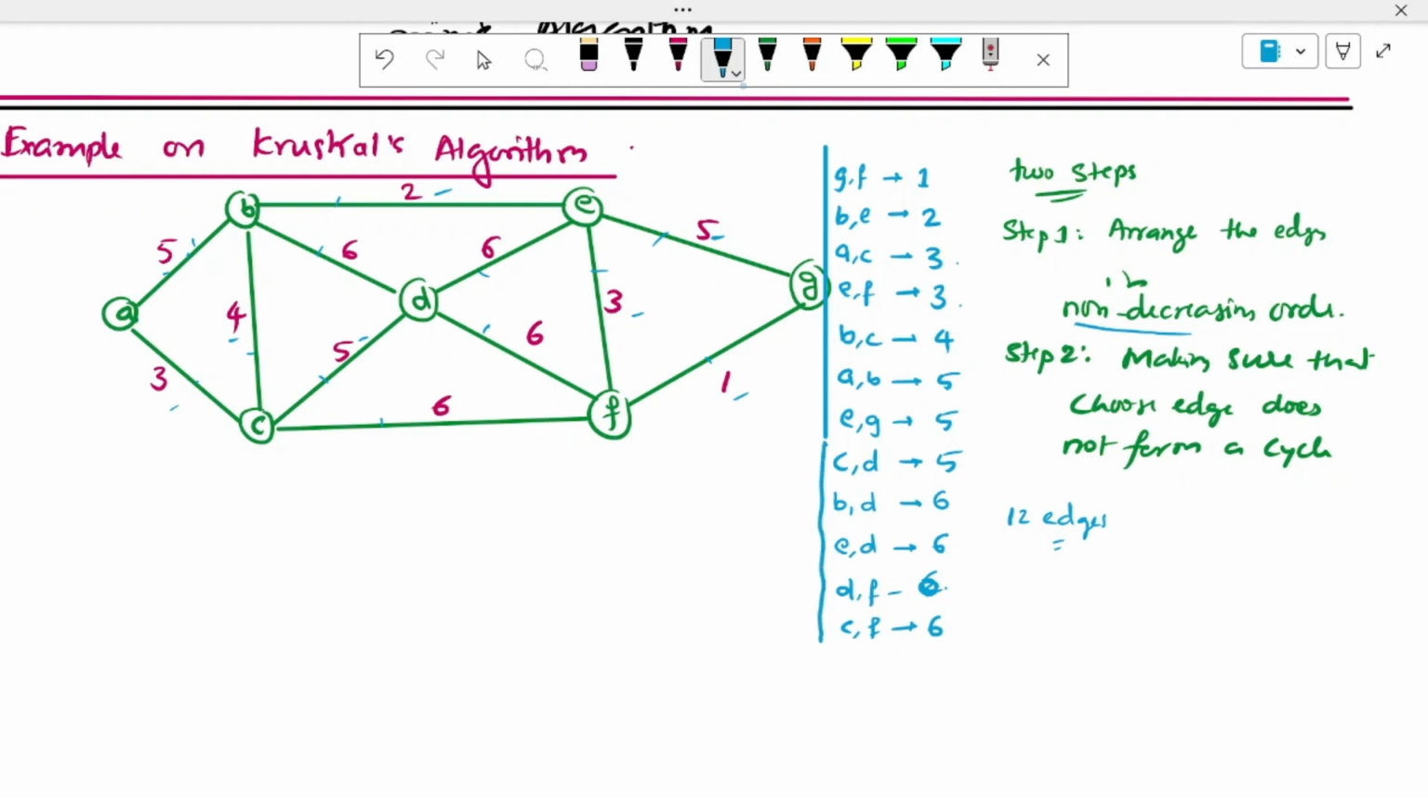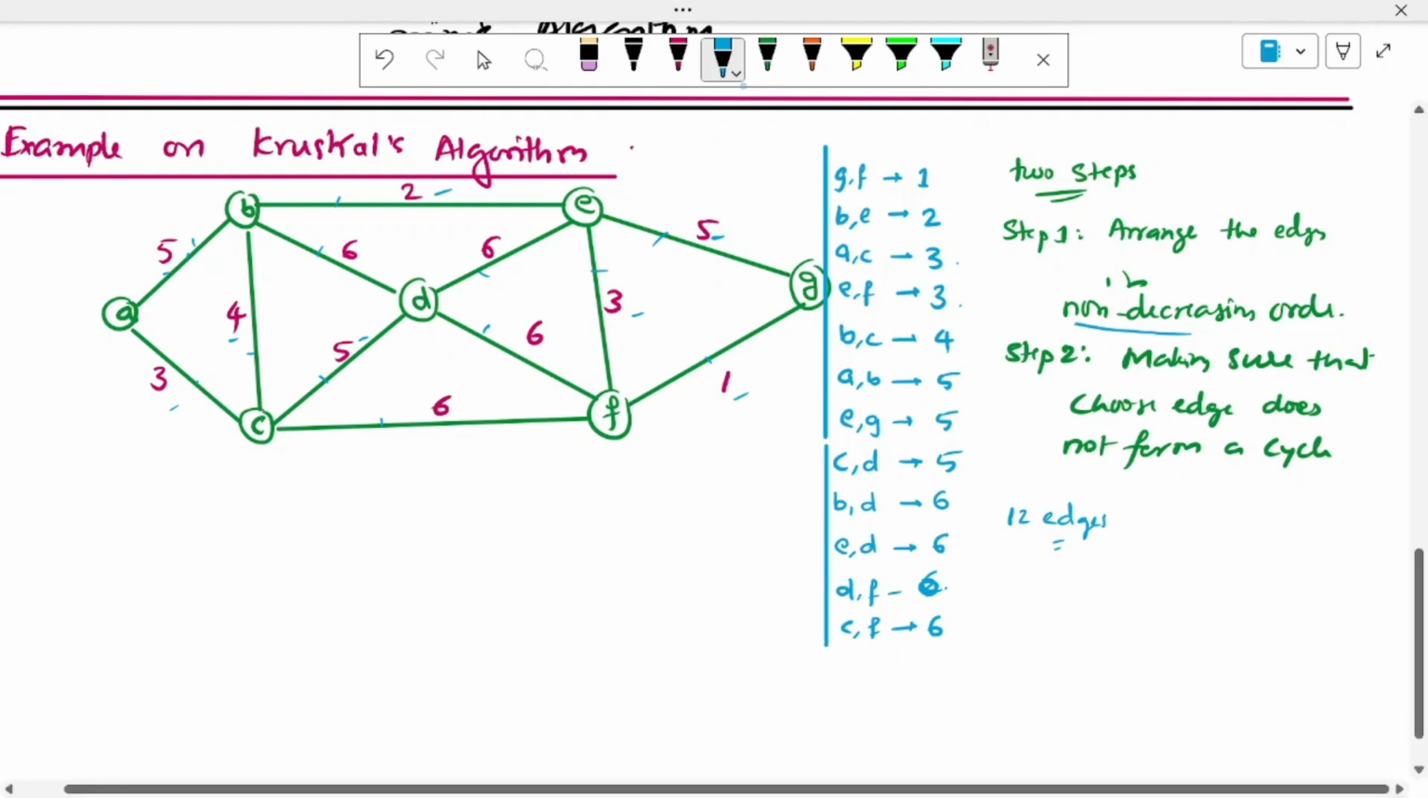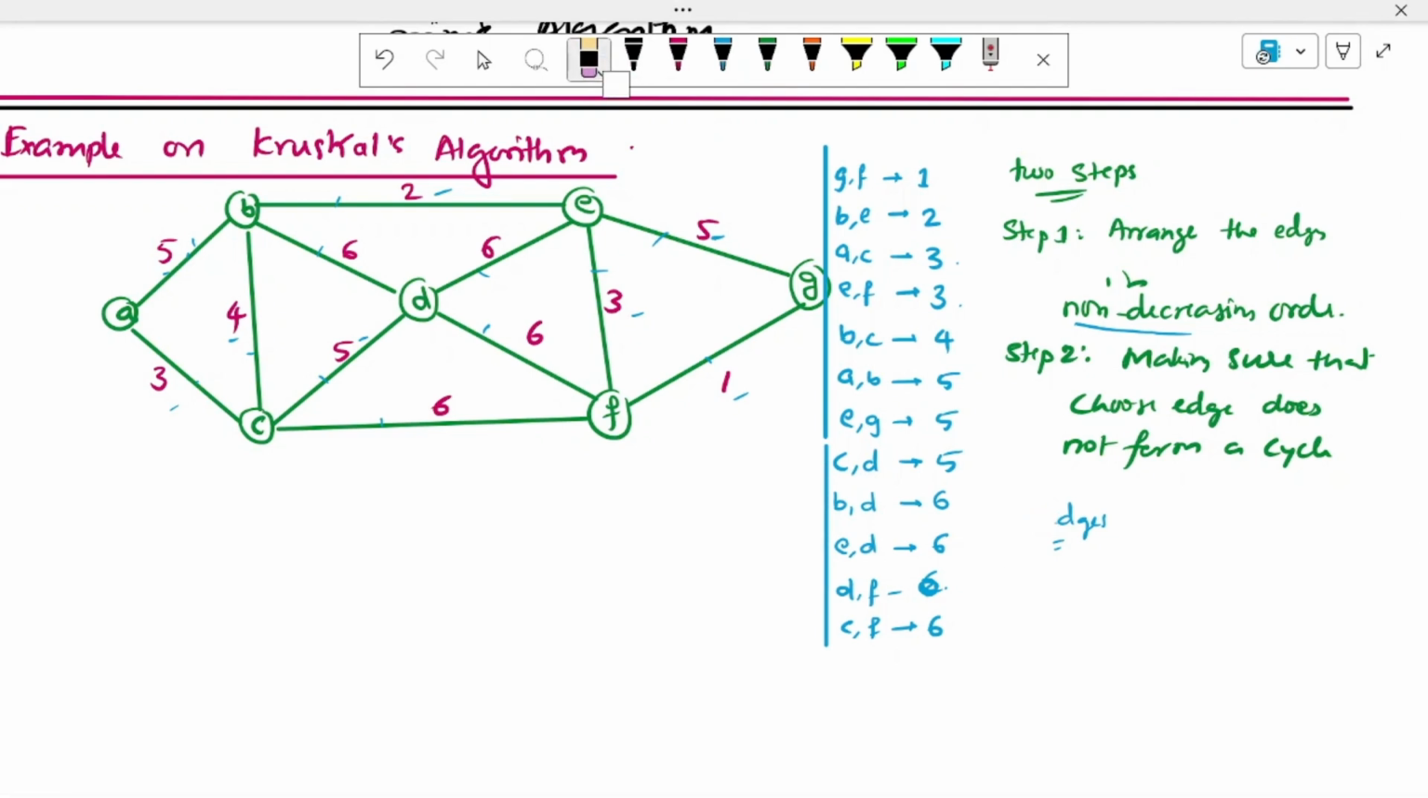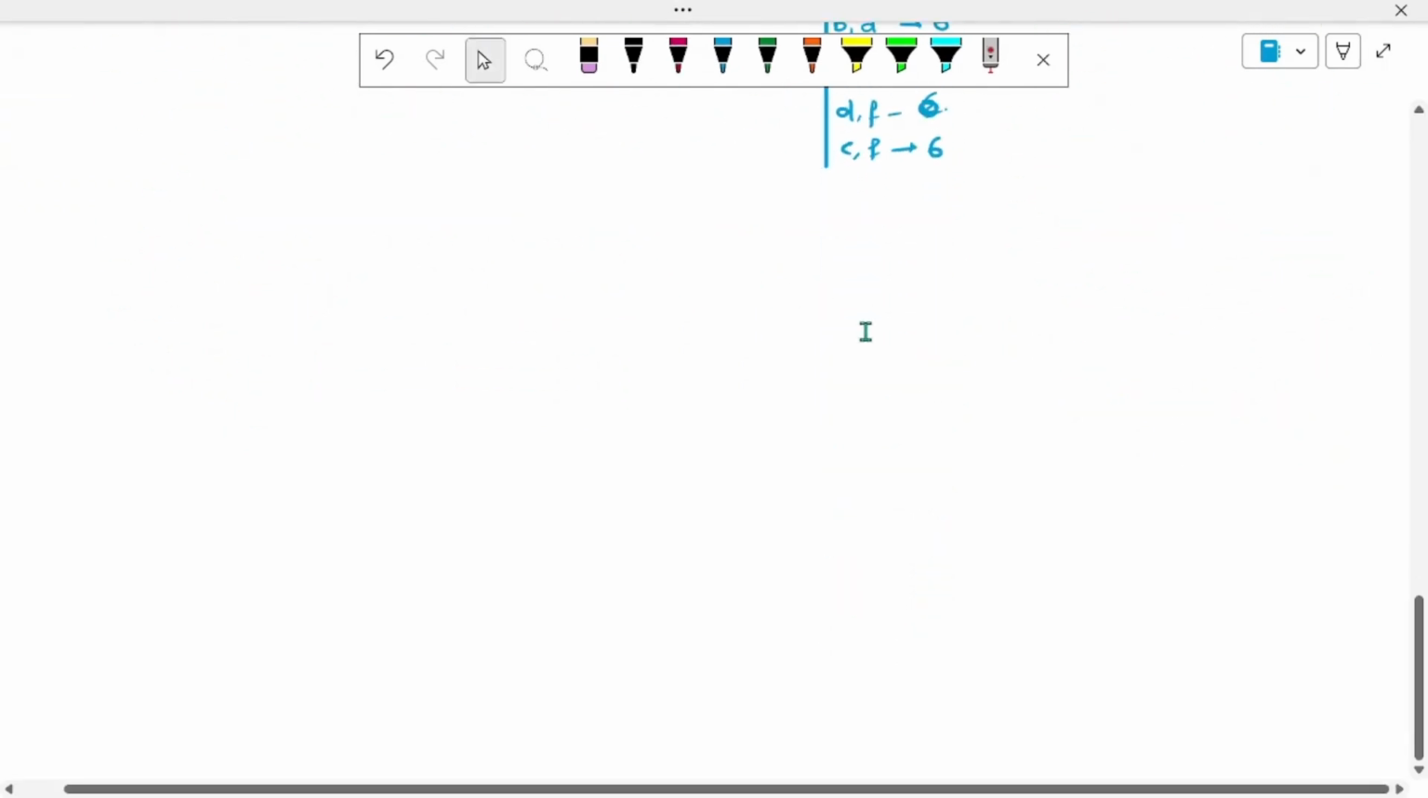Now we are going for step 2. Whatever I have done so far is step 1. I have simply written all the edges in non-decreasing order. Now I am going to proceed stepwise and choose edges one by one. The first edge that I am going to choose is the minimum edge. For that, there is a special format we can follow.